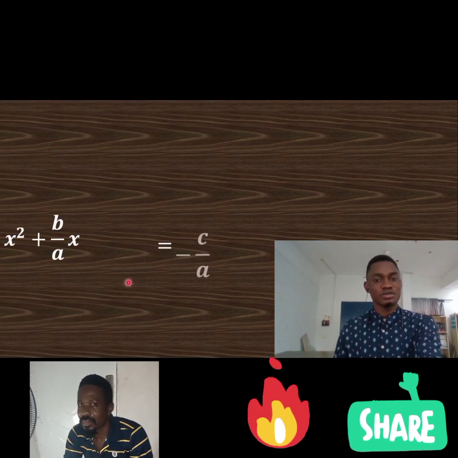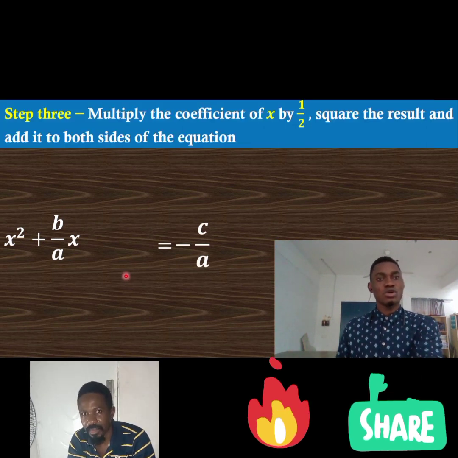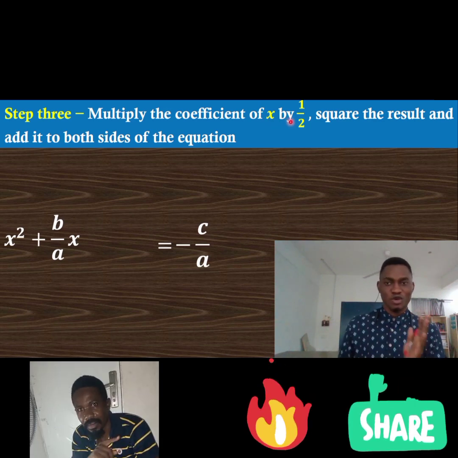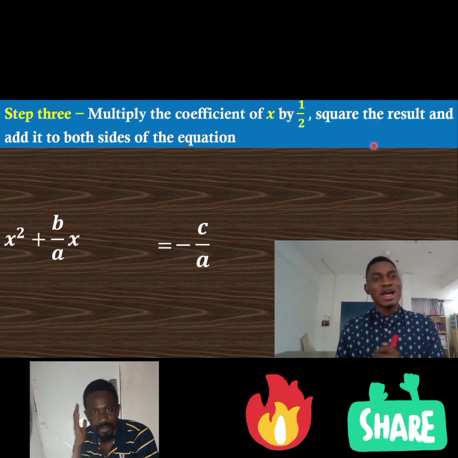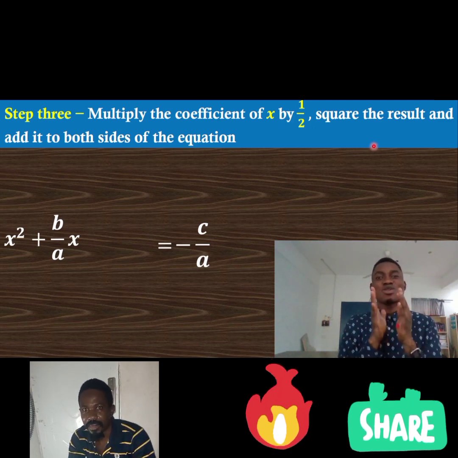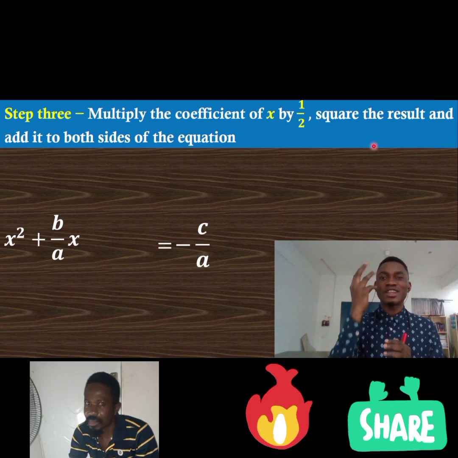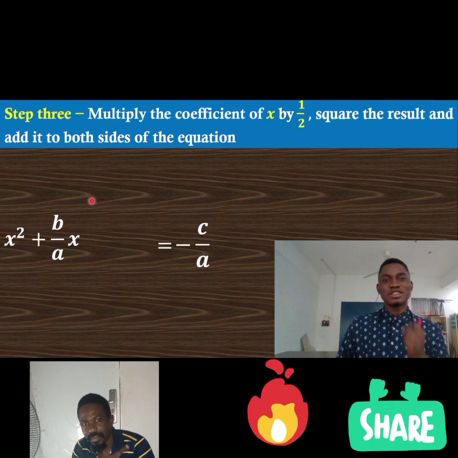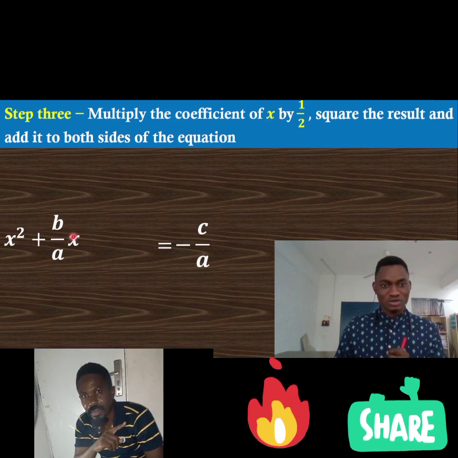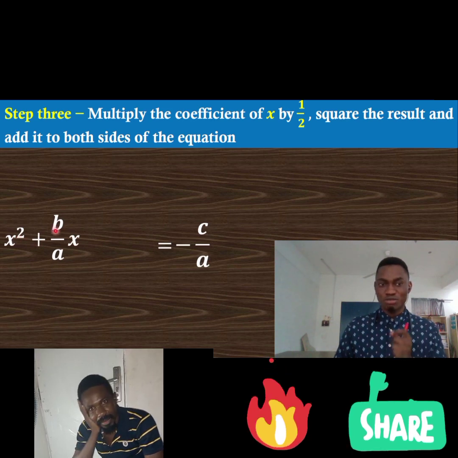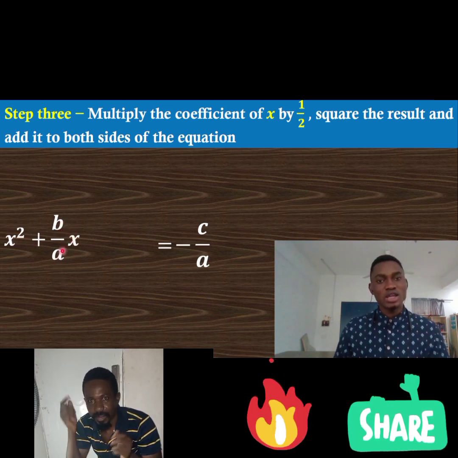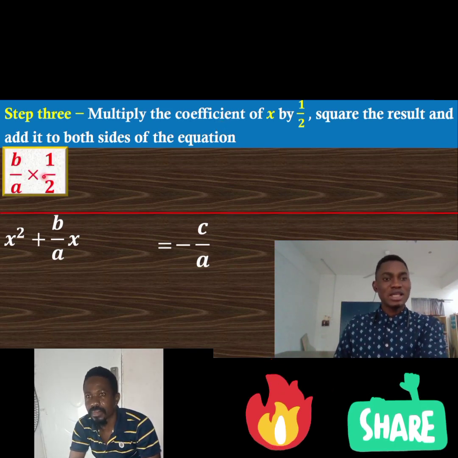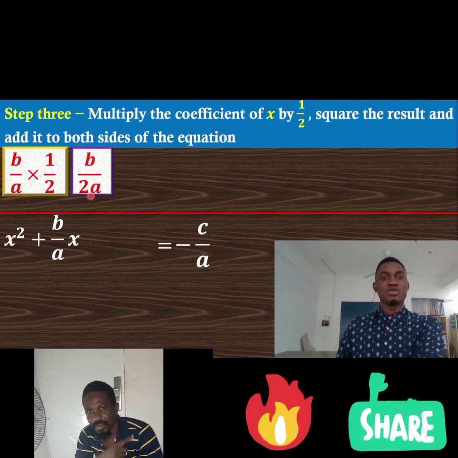This is what we have. Now, the next step is what? Multiply the coefficient of x by half, comma, square the result, and add it to both sides of the equation. This is a 3-in-1 step. Okay, so b over a is the coefficient of x. Okay, as you can see, this is x, not x squared, but x. Okay, so b over a is the coefficient of x. So what we have to do is to multiply it by half, and we'll have b over 2a.